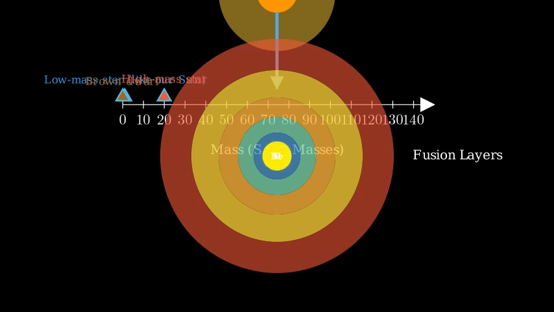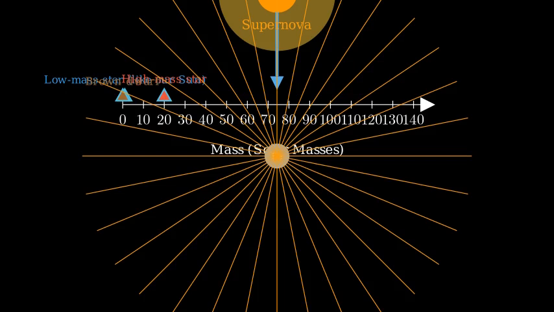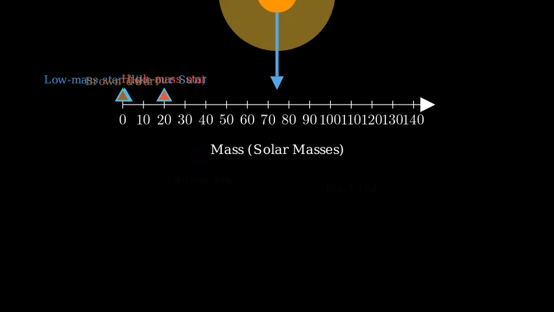Iron is significant because it marks the end of the energy-producing fusion reactions. Fusing iron actually requires energy rather than releasing it. With no energy generation to counteract gravity, the iron core collapses. This triggers a catastrophic explosion called a supernova, which blasts most of the star's material into space. Depending on the star's initial mass, the leftover core becomes either a neutron star or a black hole.